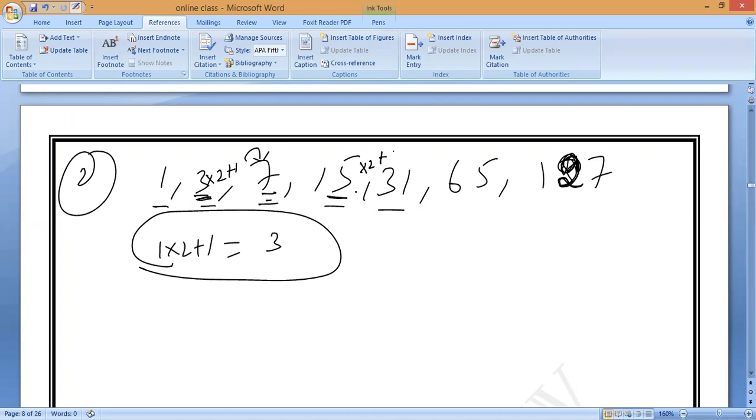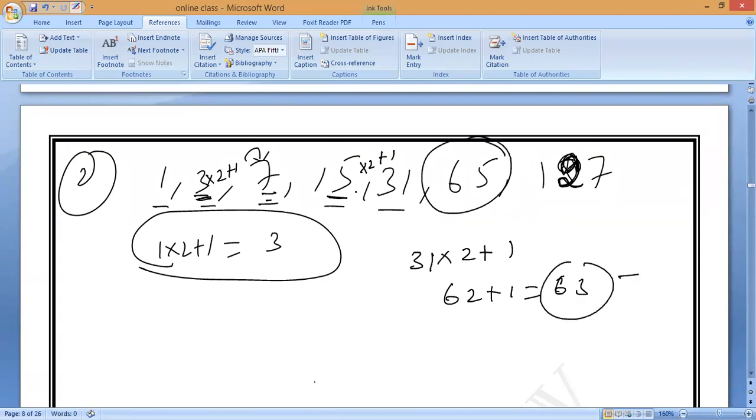Sir, 65 is the odd number. Yes, after 31, what comes? 31 twos are how much? 62, plus 1 equals 63. It is not 65. So that is why 65 is the odd one here.